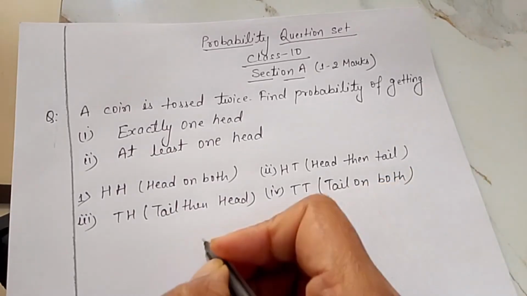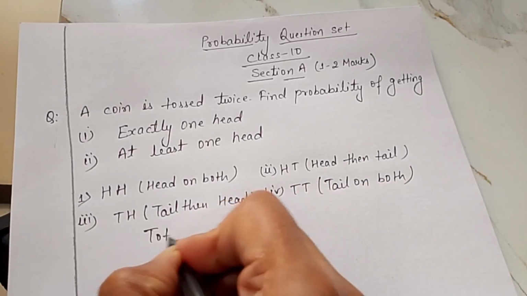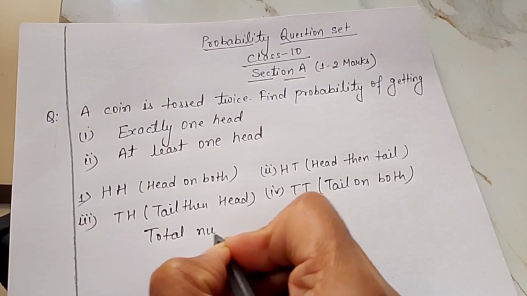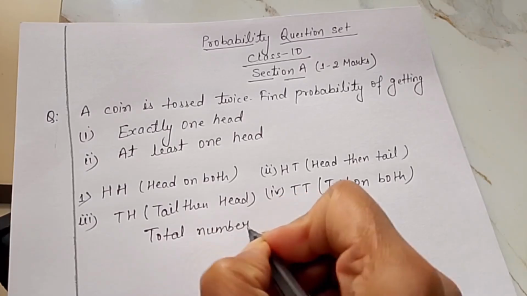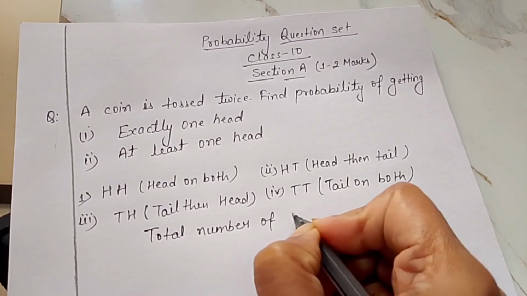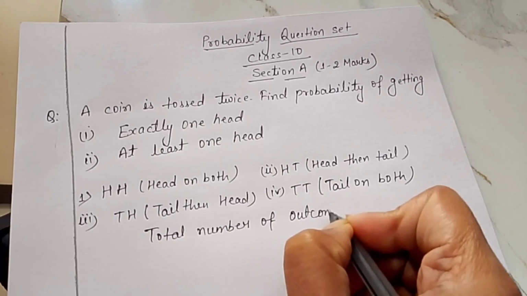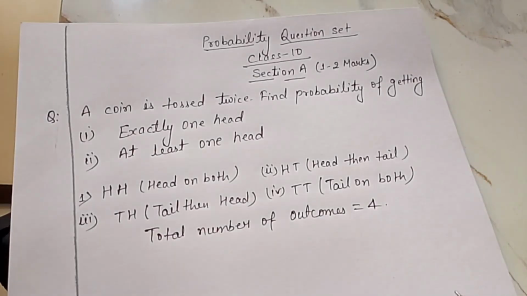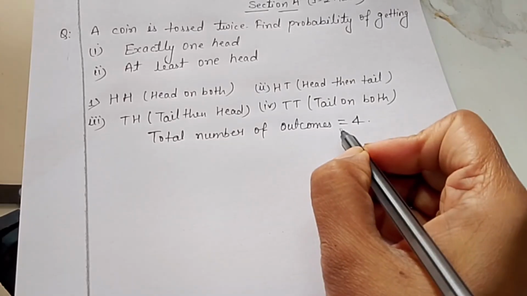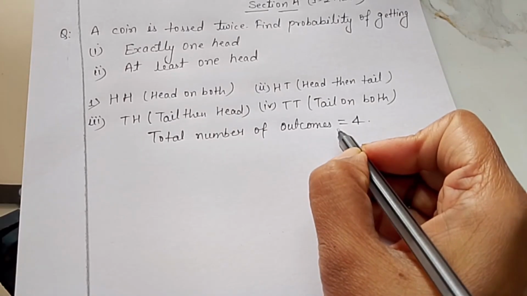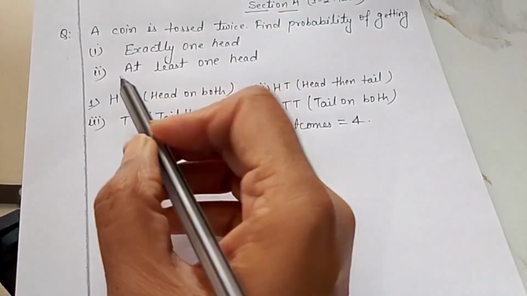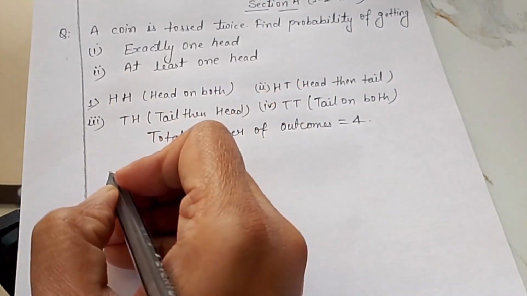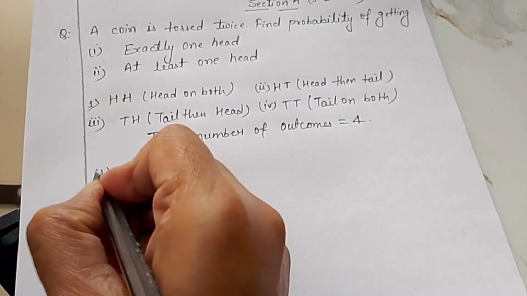So our total number of outcomes is equal to 4. Keep this number in mind. It's our denominator for both answers. Now we are going to solve part 1. Exactly one head.